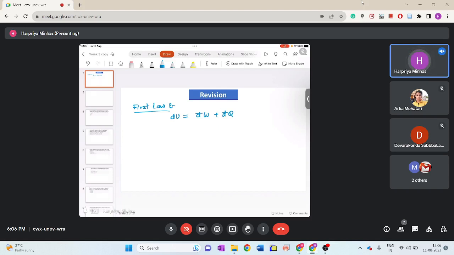In the integrated form it will be ΔU equals Q plus W, where heat and work are the interexchangeable quantities which are path functions, based on the path that they follow, and this Q can be represented by mass into specific heat into change in temperature.